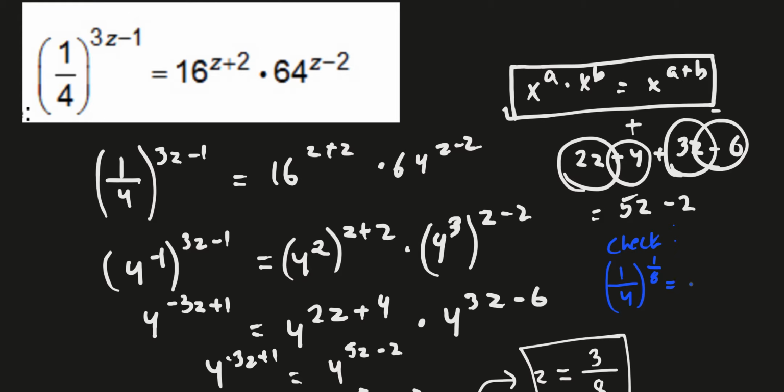16 raised to 3/8 plus 2 is equal to 16 raised to 3/8 plus 2, so that's going to be 19/8, right? So it's going to be 19/8. Let's see, 16 raised to 19/8 times 64 raised to z minus 2. Z minus 2 is going to be 3/8 minus 16/8, which is 3 minus 16, negative 13/8. So this is negative 13/8.